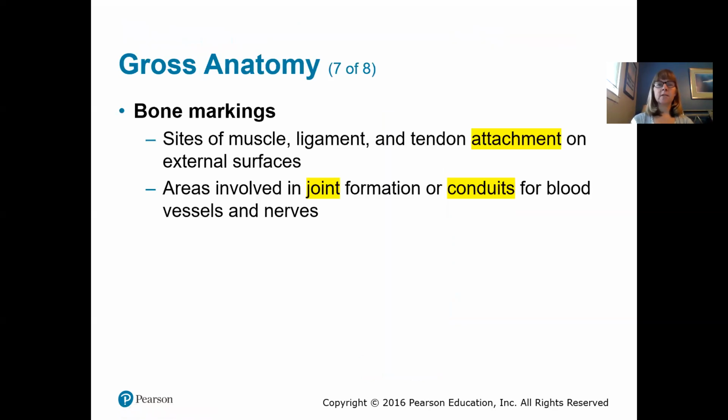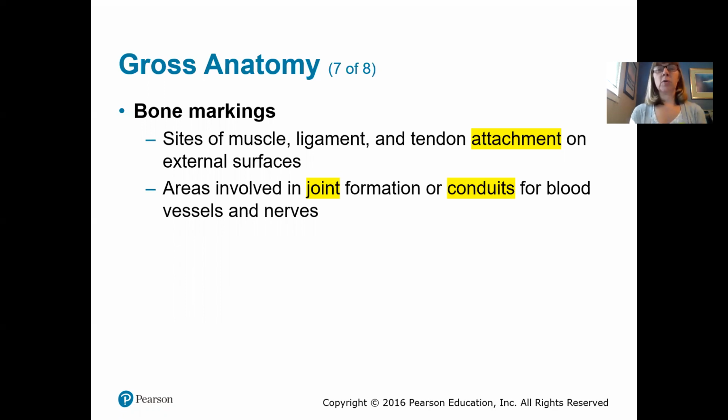Okay, next we're going to talk about what are called bone markings. And this is a really important part when you're learning bone tissues, because to learn the different sites on bones, this is where muscles attach, where ligaments attach, tendons attach. And to know these will help you when we get to muscles, where you'll have to know origin and insertion of a whole bunch of different muscles. So if you know these bone markings, then it'll make a whole lot more sense.